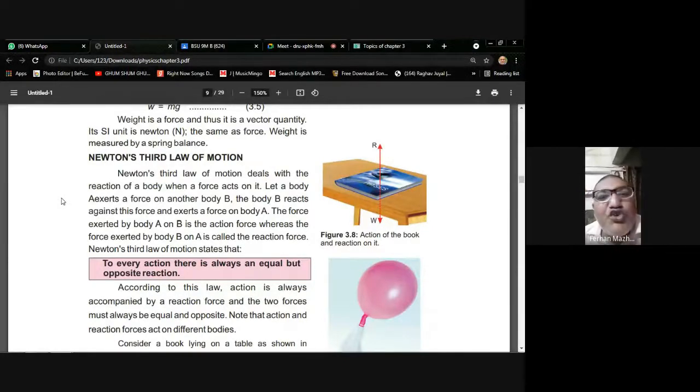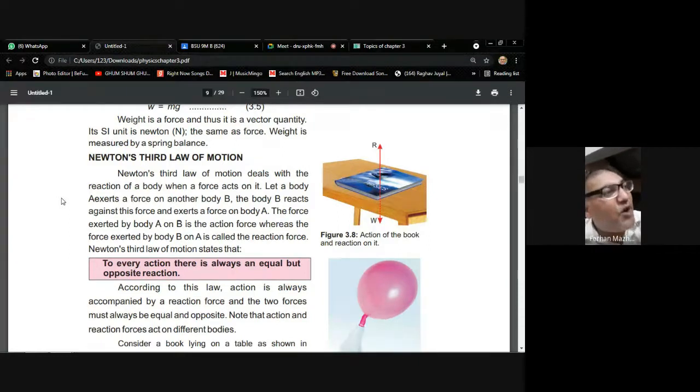Whenever you do action, action means you apply a force, there will be an equal and opposite reaction. For example, the ball applied the force on the wall, that is action, and the wall applied the force on the ball, that is reaction. Action and reaction both are forces measured in Newton. They both are equal in magnitude. Their size will be the same, but their direction will be different.